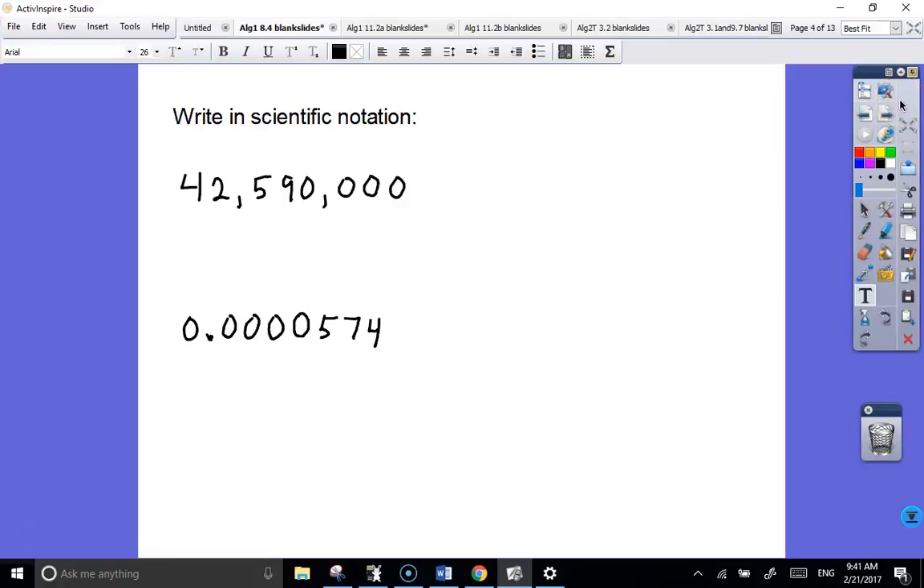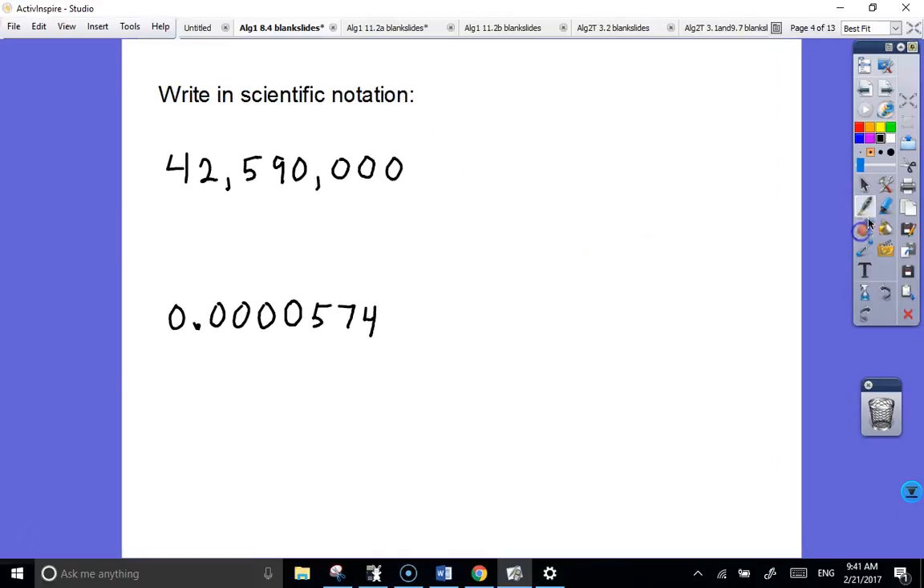All right, so we'll write these in scientific notation. How many decimal places am I going to have to move so that my first number here is between 1 and 10? 7. So you're going to move over 1, 2, 3, 4, 5, 6, 7. So 4.259 times 10 to the 7th. And it is written like that. Don't try to write the times with the dot or parentheses or whatever. It's that big X for multiplication.